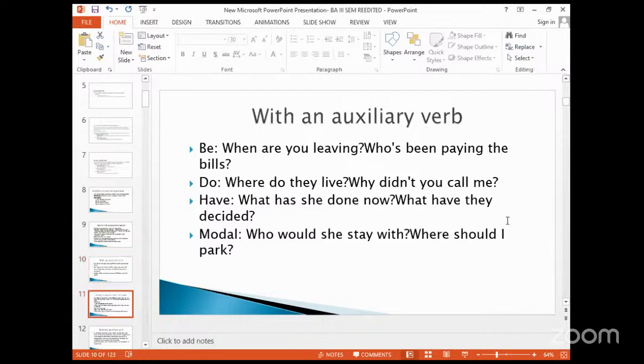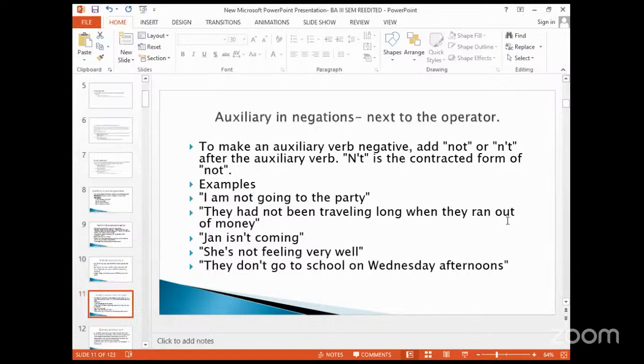Where should I park? So, coming to the auxiliary verbs in negation. Usually they appear next to the operator, right? To make an auxiliary verb negative, add not or n't after the auxiliary verb. And n't is the contracted form of not. For example, I am not going to the party.